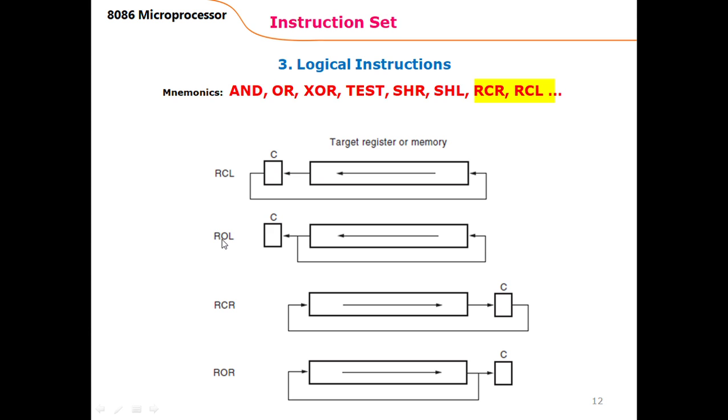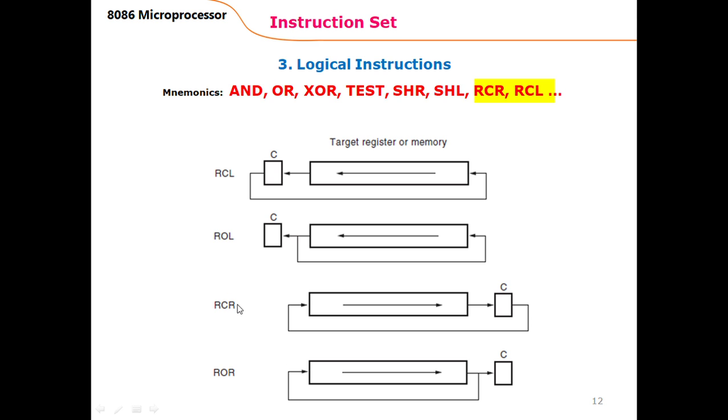While in the rotate left case, the leftmost bit is moved to the carry, but the rightmost bit is updated from the leftmost bit of the value. Here, the rightmost bit is updated from the carry, but here it is updated from the leftmost bit. So this line passes through the carry here, but here it doesn't pass through the carry. So this is the only difference between these two instructions. This is rotate left through the carry, and this is rotate left without passing through the carry.